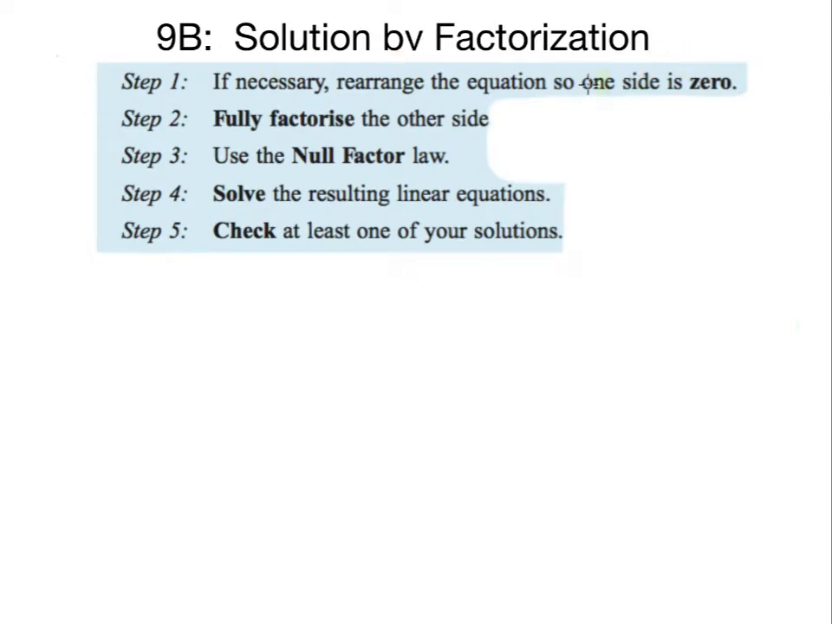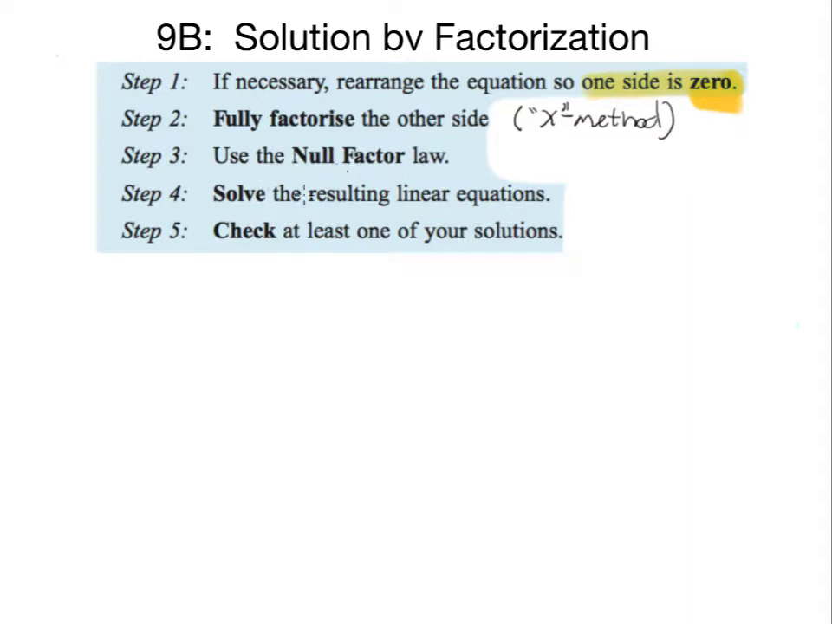In examples 1 and 2, our equation was already factored and already set equal to 0. That will not always happen. So here are the 5 steps you need to follow when solving by factoring. First, you must get one side equal to 0, or we cannot use our null factor law. Once you get it equal to 0, then you must factor the other side. You can use any factoring method that we've learned in the past, but remember that the x method always works.